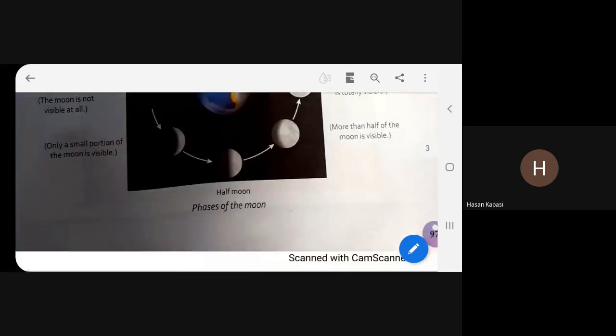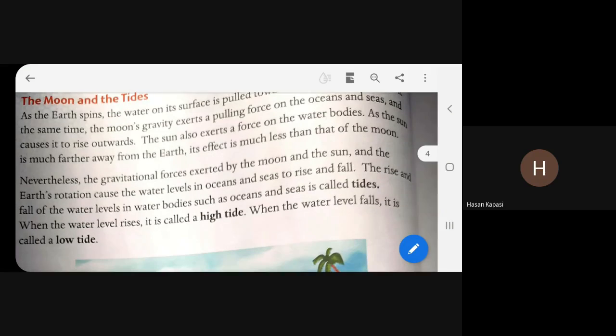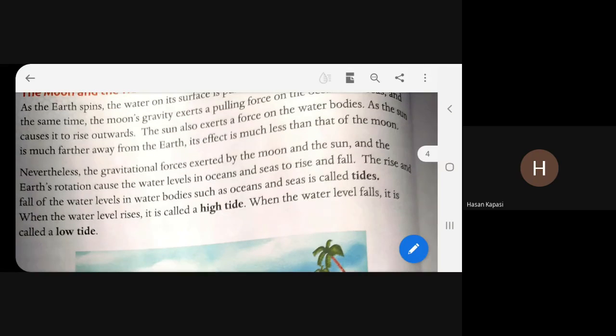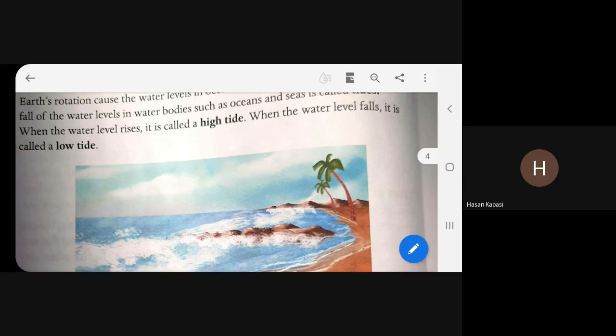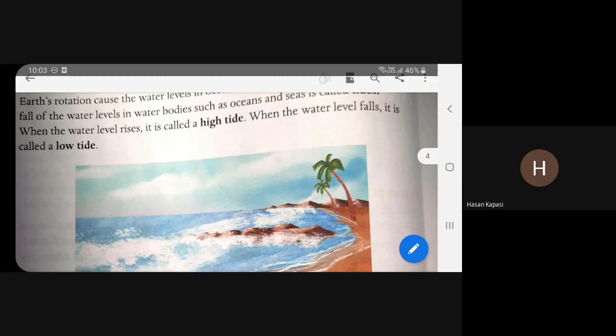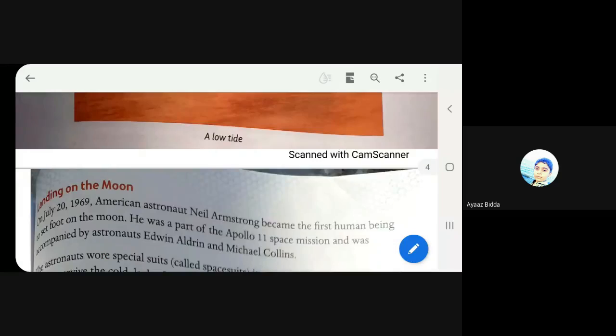Then we learned about the moon and the tide, and why tides happen. Because of the gravitational force exerted by the moon and the sun, along with the Earth's rotation, the water level in the seas and oceans rises and falls. This rise and fall in the water bodies is known as tide. If the water level rises, it is known as high tide, and if the water level falls, it is known as low tide.